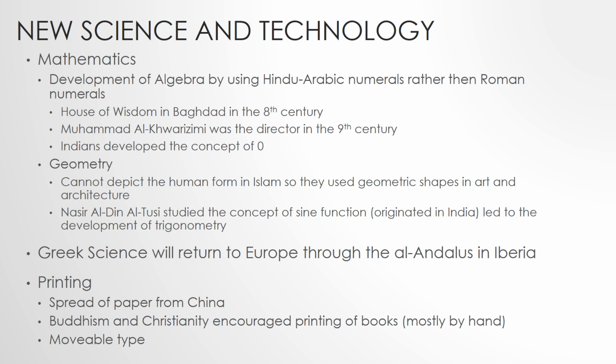The Greek science will return to Europe. The Al-Andalus is basically the Muslim empire, Muslim caliphate in Spain. And so they are going to kind of preserve a lot of the Greek and Roman traditions as well. And so that's going to be partly why the Spanish are going to be so successful at exploration. They're a little bit more open to science and technology because of what was preserved in Granada through the Muslim caliphate that was there.